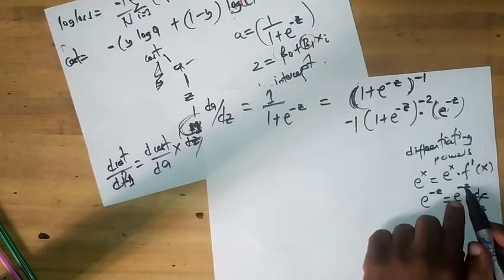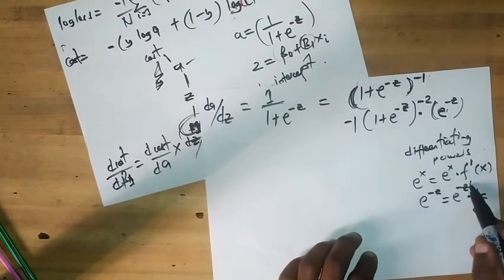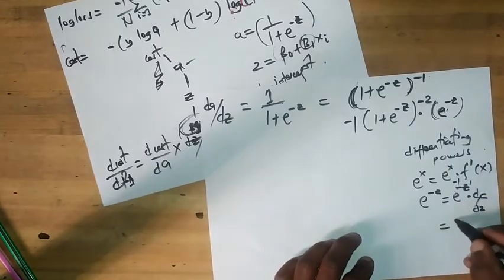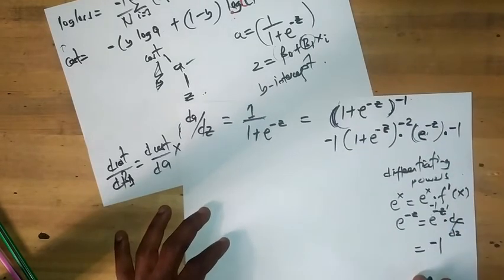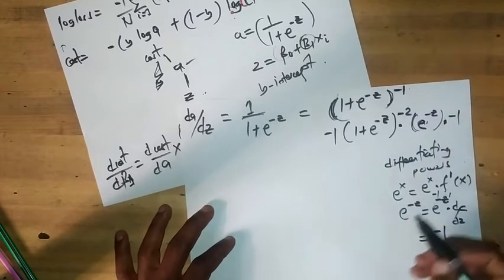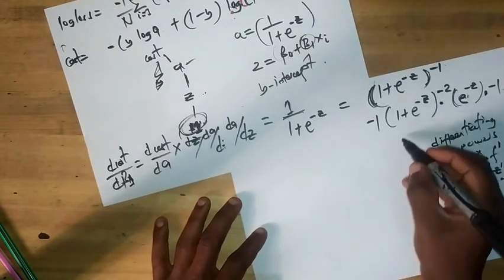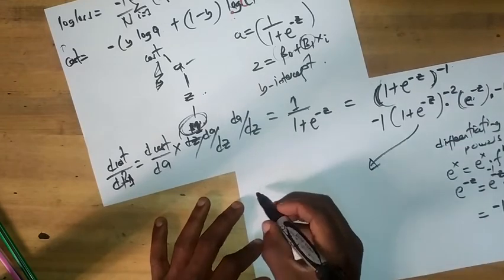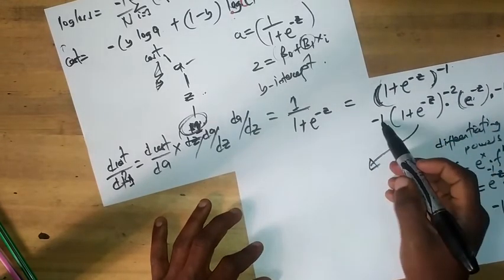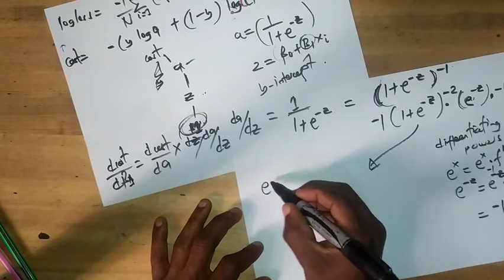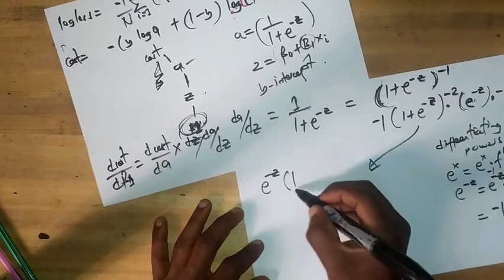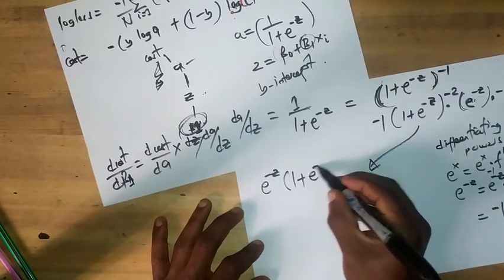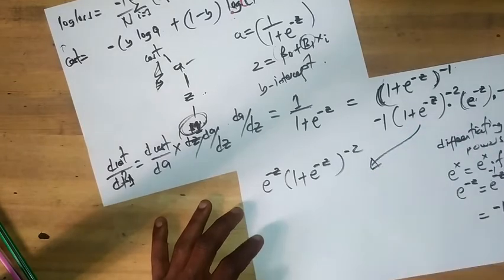So now if we find the derivative with respect to z, z has the power of 1. The 1 will come to the front, so it will become minus 1. The z will cancel out, so this final output will be minus 1. So here we'll have e to the minus z multiplied by minus 1. If we do the multiplication here, the minus 1 becomes positive, so it will be e to the negative z over 1 plus e to the negative z, to the power minus 2.